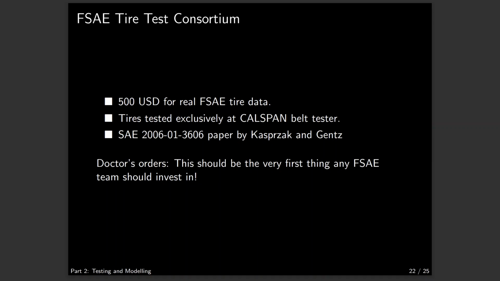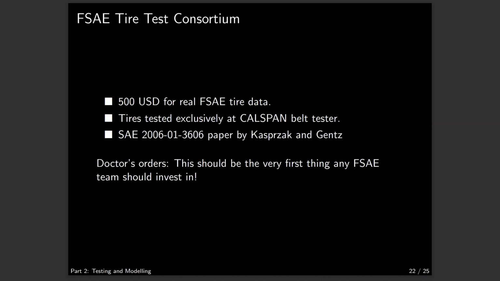Now, I recognize that many people viewing this may be part of an FSAE team, and I've got good news for you. There is something called the FSAE Tire Test Consortium, which is a bank of tire data for Formula Student. The team at Calspan tests all of the Formula tires on their belt tester and gives access to the data for $500. As someone who has worked in the industry, I can tell you that $500 is the cheapest you will ever come across data like this.